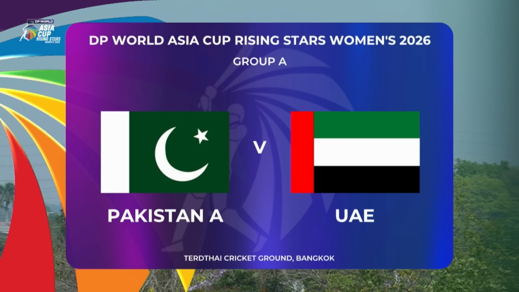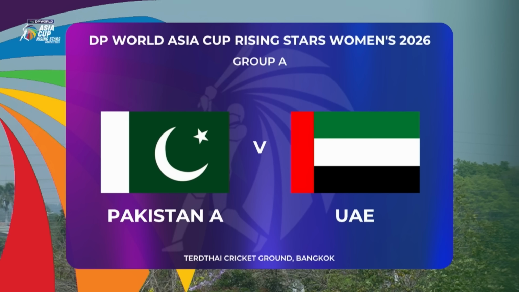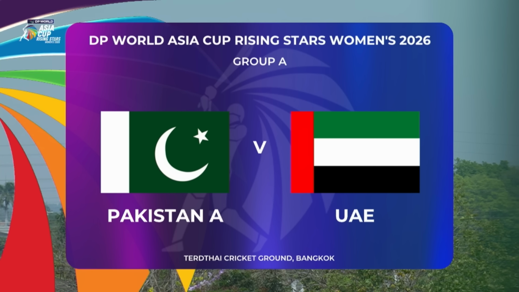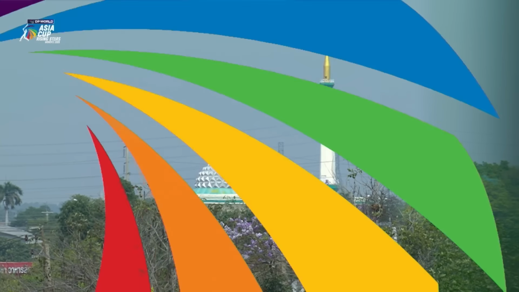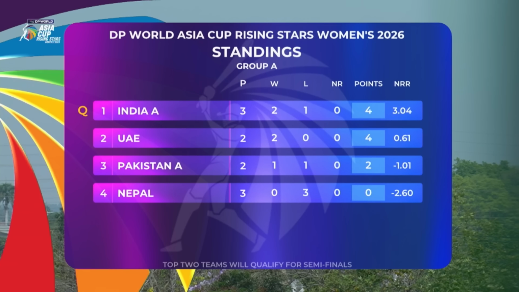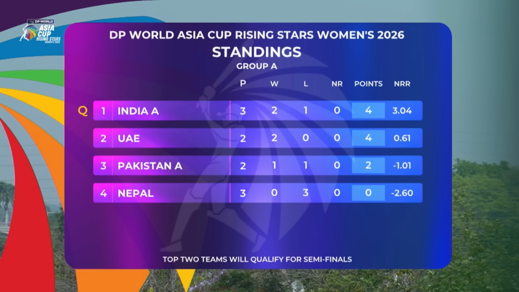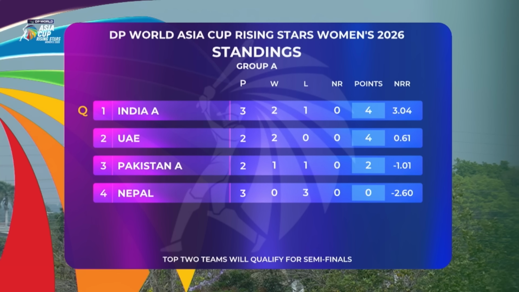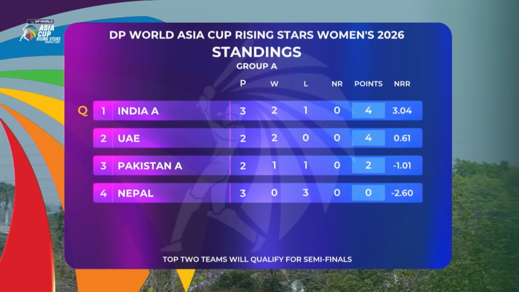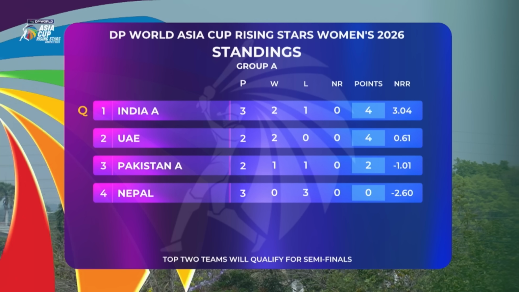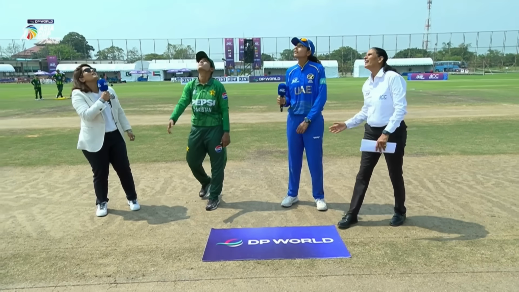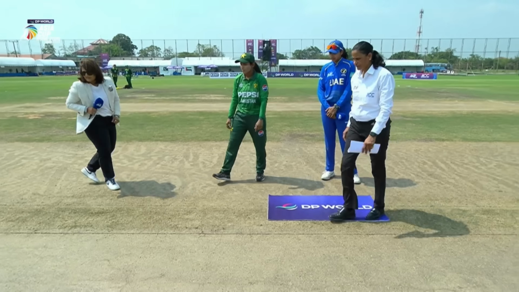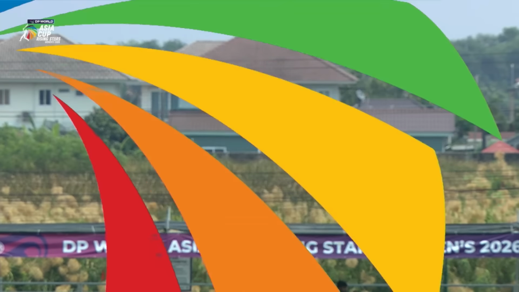Going to be Pakistan A taking on the UAE in the DP World Asia Cup Rising Stars Women's 2026 competition. What does the points table look like? Now remember, India with a win earlier this morning have already qualified for the semi-finals, having beaten Nepal. This match between UAE and Pakistan A determines which of these two teams makes it through as the second team from this group. Right, Pakistan bowling first, which means the UAE have to put runs on the board.